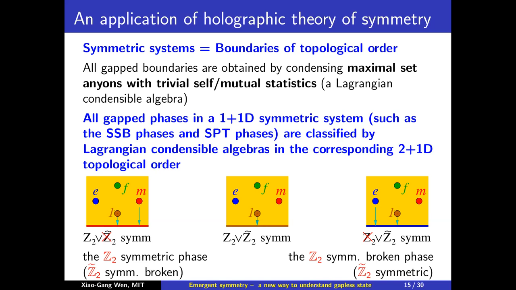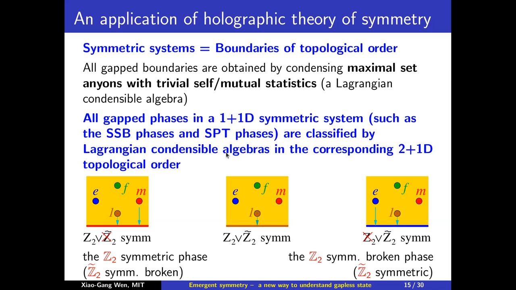The claim is that all the gapped phases in 1+1D systems are classified by the condensation of anyons in the bulk. In the bulk topological order, we have anyons, and some anyons condense together. Those are anyons which are bosons with trivial mutual statistics. The maximum set of anyons which can condense together has a very scary mathematical name, the Lagrangian condensable algebra. It just means a maximum set of anyons which can condense together naively. When you identify this maximum set and condense them, the condensation gives you a gapped boundary. The classification of gapped phases becomes a classification of Lagrangian condensable algebras, basically the largest sets of anyons which can condense together.